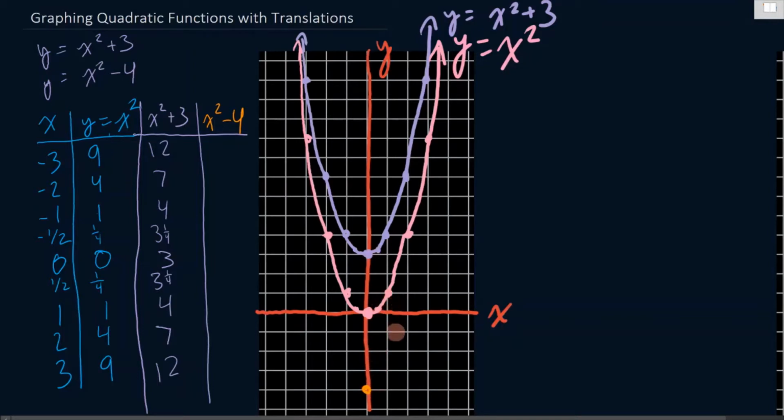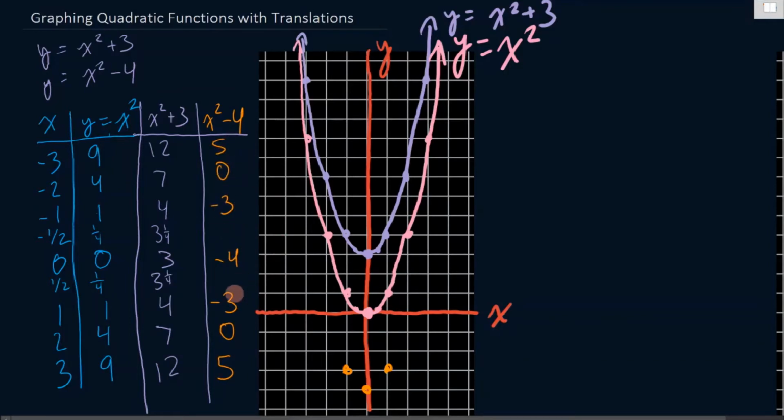This point, 1, 2, 3, 4 points down. This point, 1, 2, 3, 4 points down. And let's check with our table of values to make sure that's correct. So 0 squared minus 4 is negative 4. 1 squared is 1. 1 minus 4 is negative 3. 2 squared is 4. 4 minus 4 is 0. 9 minus 4 is 5. So by symmetry, we're going to get negative 3, 0, and 5.